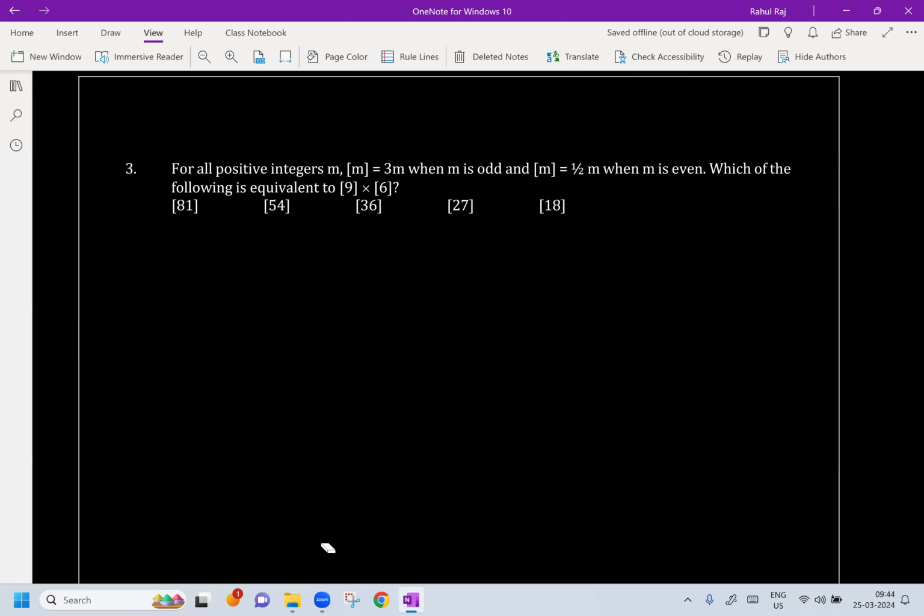Can we do this one? For all positive integers m, why is m in this bracket? What does that mean? They have defined the bracket. Bracket m is equal to 3m when m is odd. Bracket m is equal to half m when m is even. So in number system, there will be a lot of things that they try to define in the question just to confuse you, but it will be very clearly instructed.